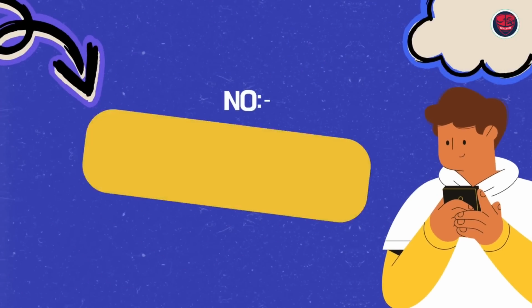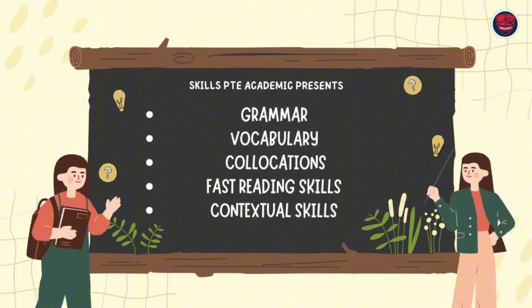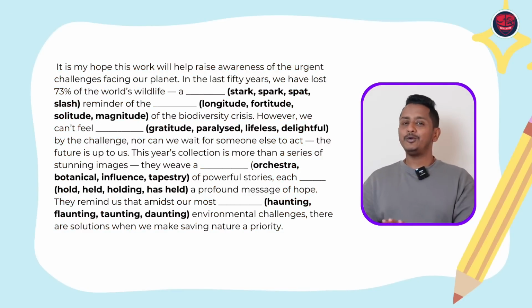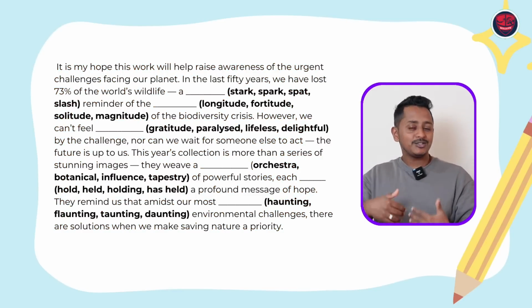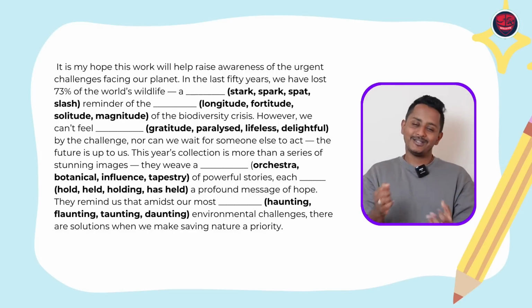Now we will move on to the next one, reading and writing fill in the blanks. 25 plus marks you can expect from this module towards your reading and writing separately, and what matters here is grammar, vocabulary, collocations, fast reading skills, contextual skills, and multiple things, because every question has a different strategy. So let's look at this particular question. Try doing it. Once done, you can probably resume the video. Now pause it and do it. Once done, resume the video to understand how exactly we have to do it, what is the right approach.